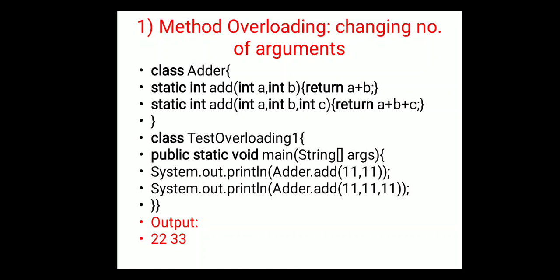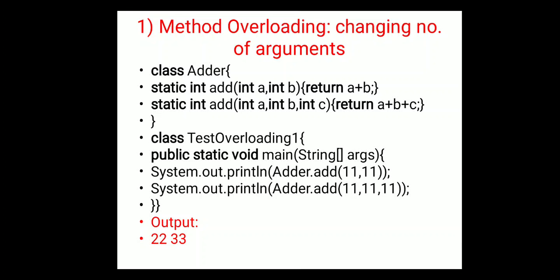Now in the main method, in the TestOverloading1 class, we are calling two methods. The first one is add of 11 comma 11. Here there are two parameters for the method add. So immediately in the Adder class the first add method will be called because it has two parameters, int a and int b. So ultimately it returns 11 plus 11, that is 22.